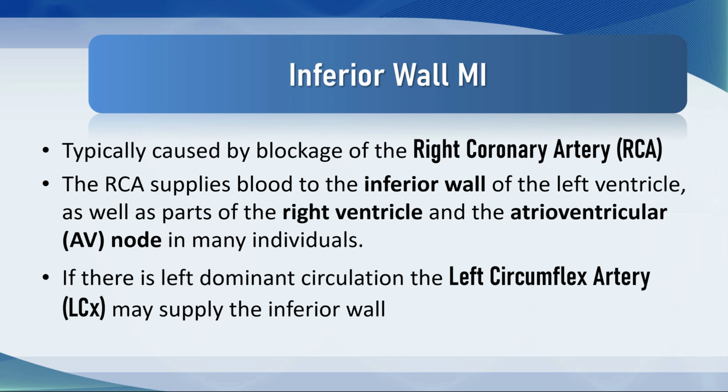Inferior wall myocardial infarction is typically caused by blockage of the right coronary artery. The right coronary supplies blood to the inferior wall of the LV, as well as parts of the RV and the AV node. If there is a left dominant circulation, the left circumflex artery may supply the inferior wall.